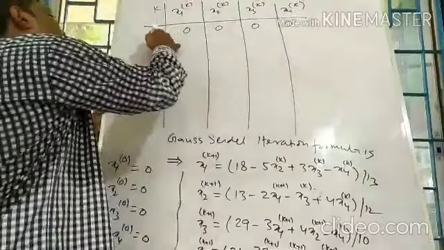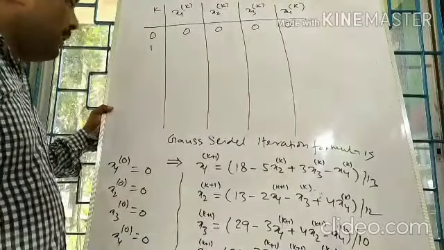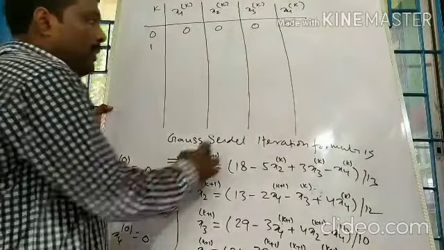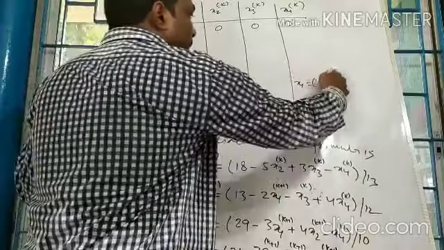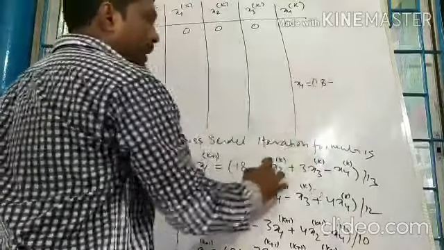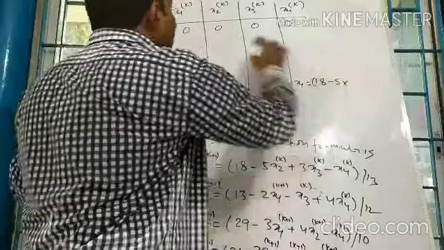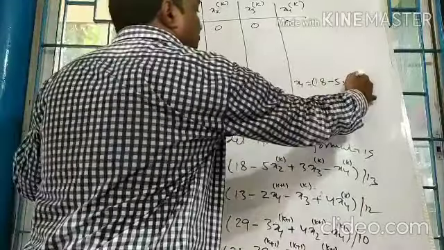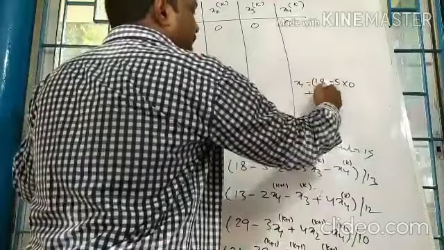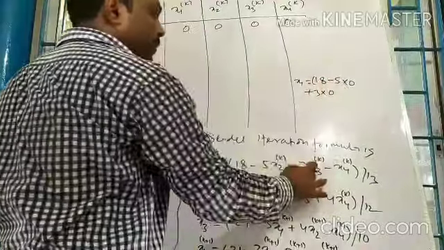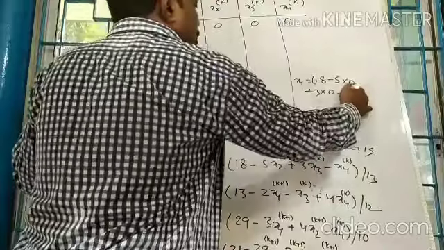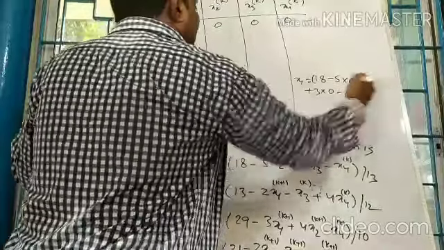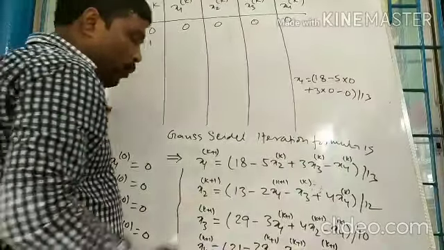Now, for the first iteration, number 1, calculate x1. x1 equals 18 minus 5 into the previous iterative value of x2, 0, plus 3 into the previous iterative value of x3, 0, minus the previous iterative value of x4, 0, divided by 13. So x1 is 1.38.